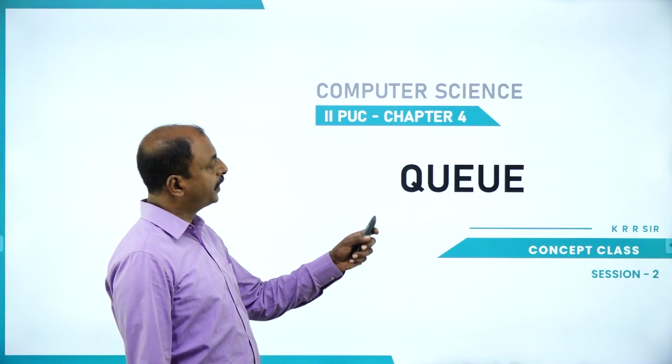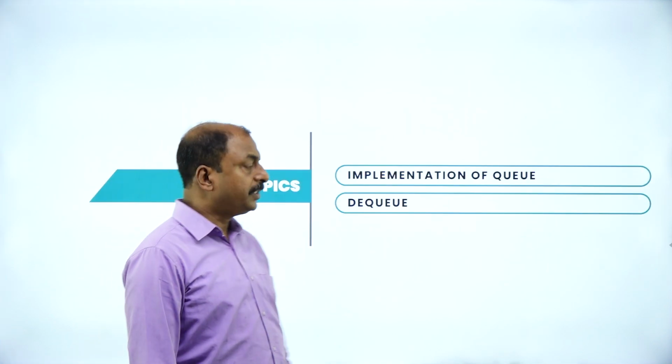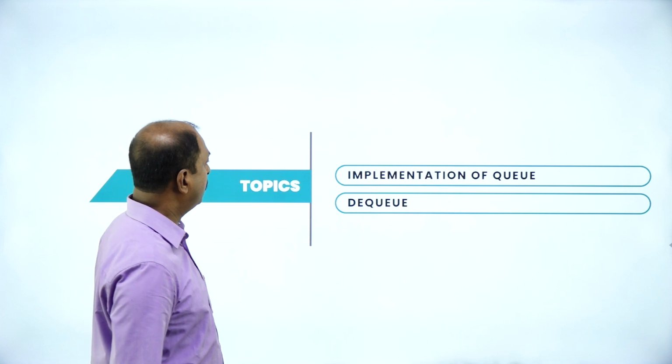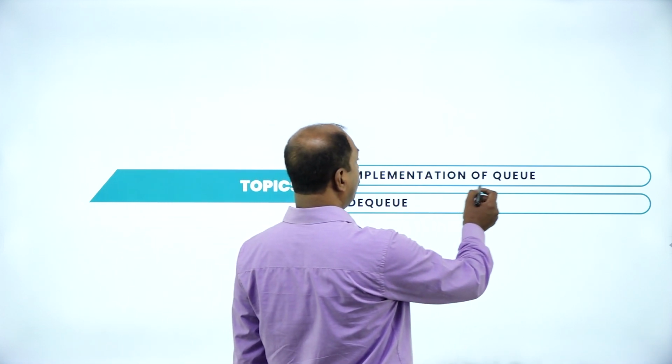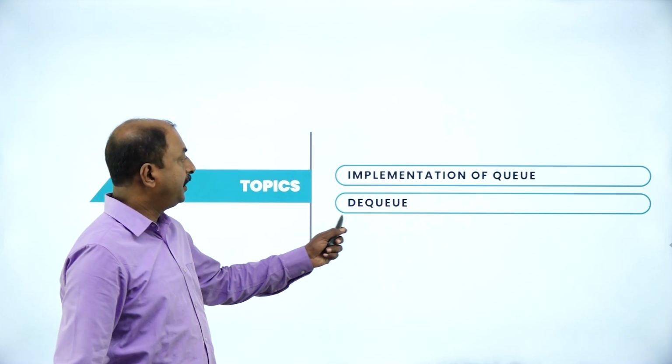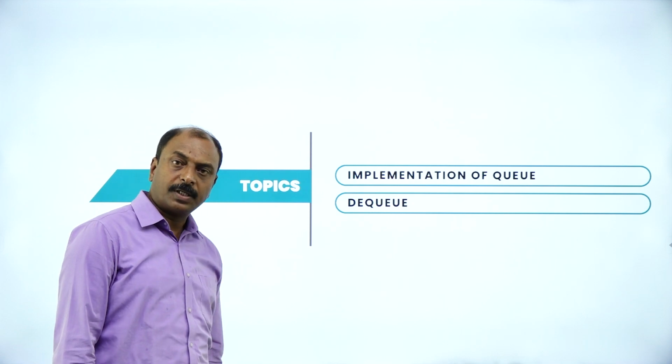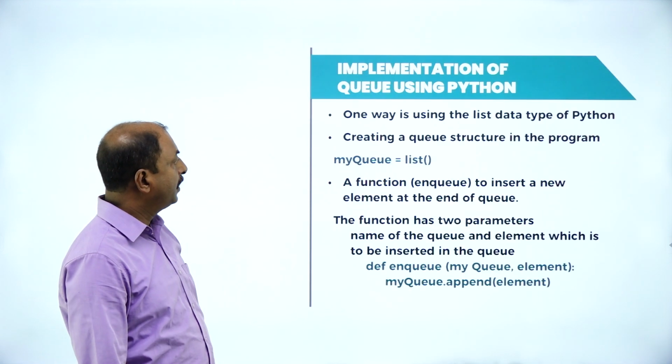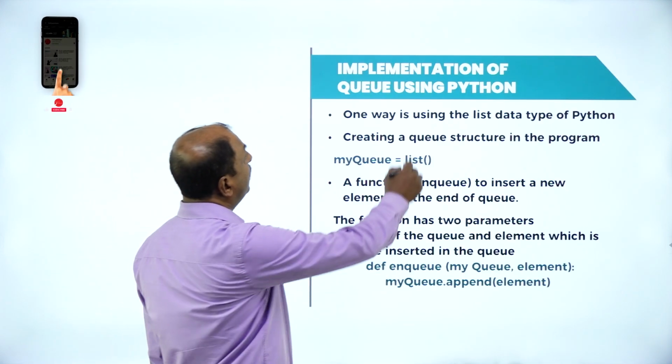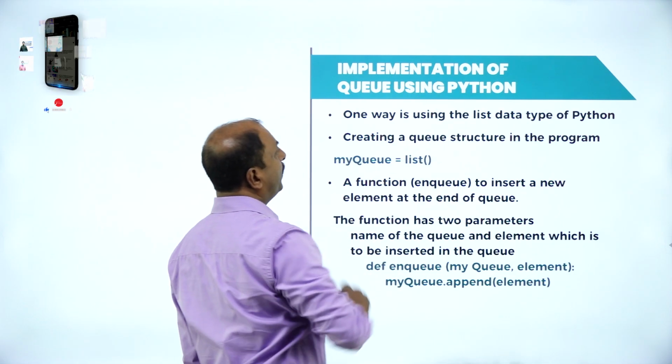Students, let us start our discussion with the chapter Queue. In this session, we are going to learn the concept of implementation of Q and DQ. These are the topics to be covered in this session. Now let us start with implementation of Q using Python.